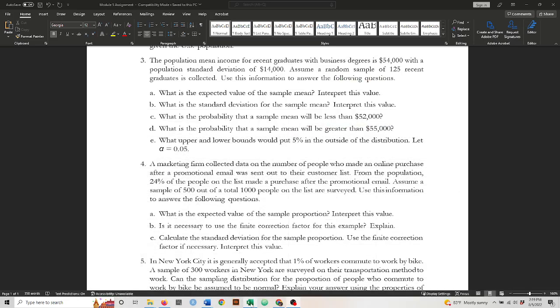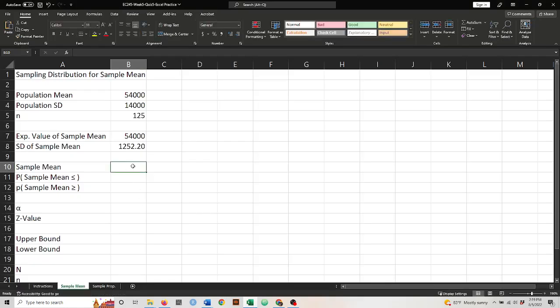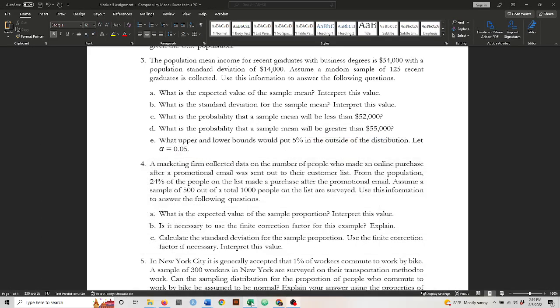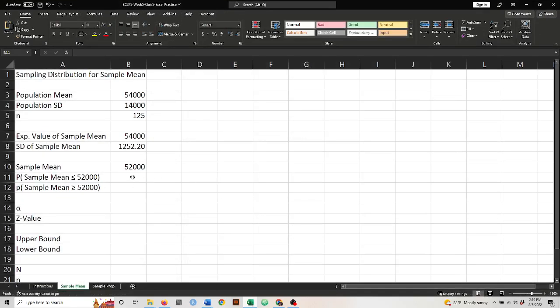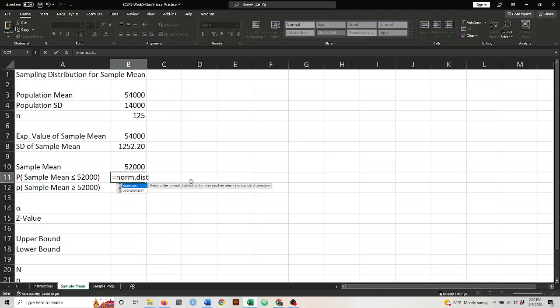Now we've got to do some probability questions. What's the probability that the sample mean will be less than 52,000? So that'll be my first value to plug in here. I think it was less than 52,000, right? I haven't done these myself yet, but this is just the norm.dist function to get these probabilities. My x value is just going to automatically fill in. I hope you've done this already so that you can check your result here too. All right, and then true.